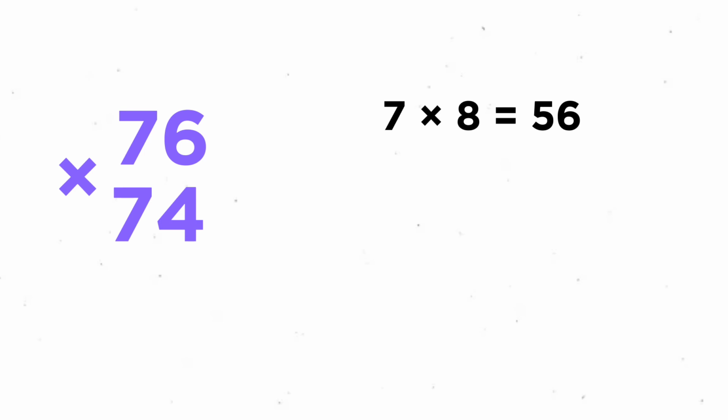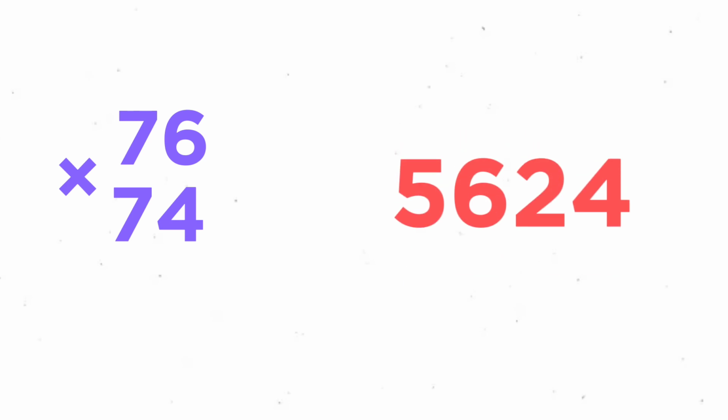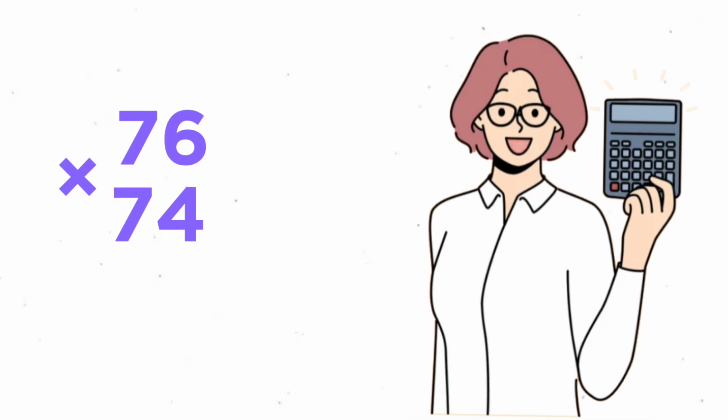Now try 76 times 74. 7 times 8 equals 56, and 6 times 4 equals 24. So the answer is 5,624. Amazing, we're still faster than calculators.